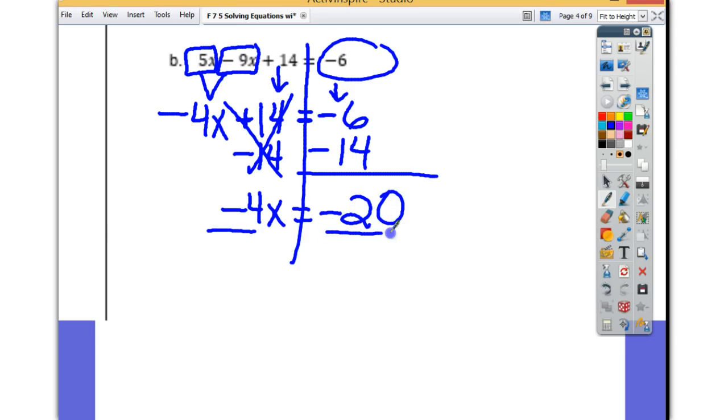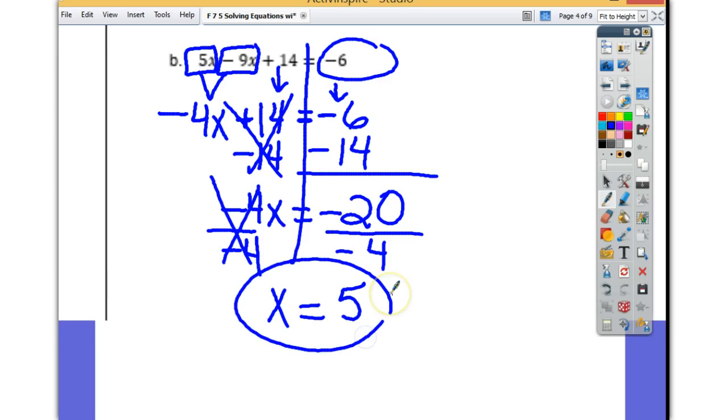Final step, divide both sides by negative 4. Negative divided by a negative is a positive. Good, I get a positive 1x equals what? 5. Done.